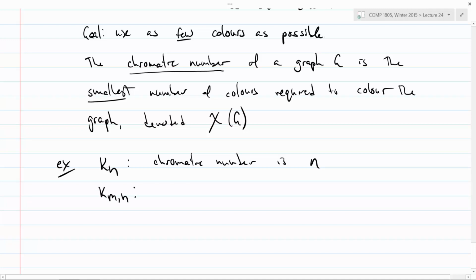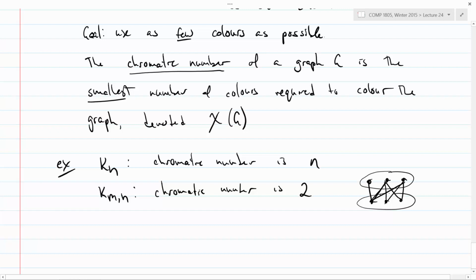What about K_{m,n}, the complete bipartite graph with partition sizes m and n? What's its chromatic number going to be? Not quite. So where do the edges go in a bipartite graph? They go between the partitions. They never go within a partition. And there's two partitions, so yeah, I just need two. So for example, if I had K_{3,3}, well, I could color all the top ones red, all of the bottom ones blue. There's never any edges between two bottom ones and never any edges between two top ones. That's the point of this graph. So I can get away with two.